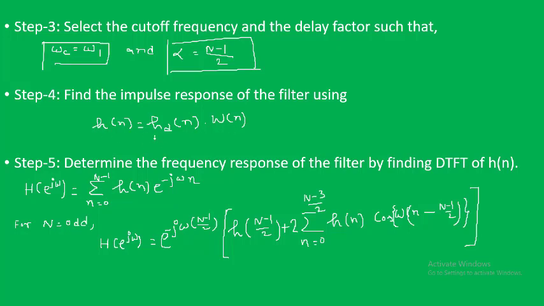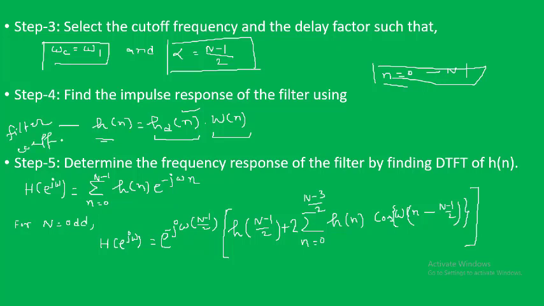Now the most vital part is coming. So we have to find hd of n, each value of hd of n, say for n equal to 0 to N minus 1. For each value of n we need to find hd of n. Same thing, for each value of n equal to 0 to N minus 1, we need to find the window function w of n, and then element by element we need to multiply to find h of n. So h of n will be our filter coefficients.